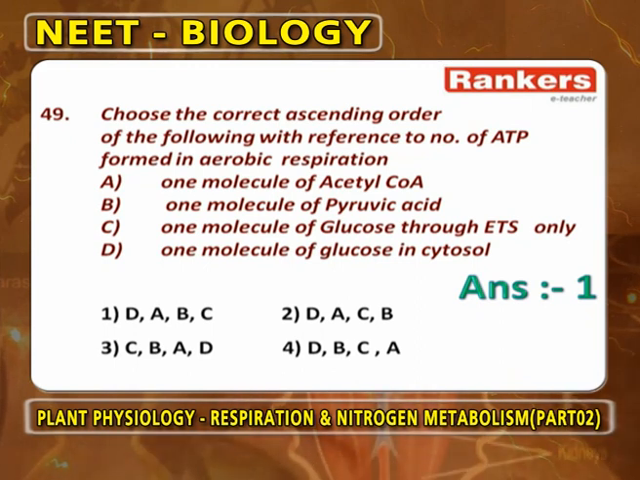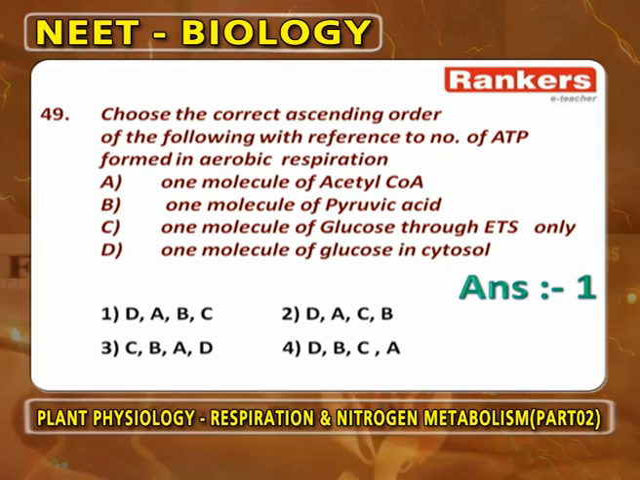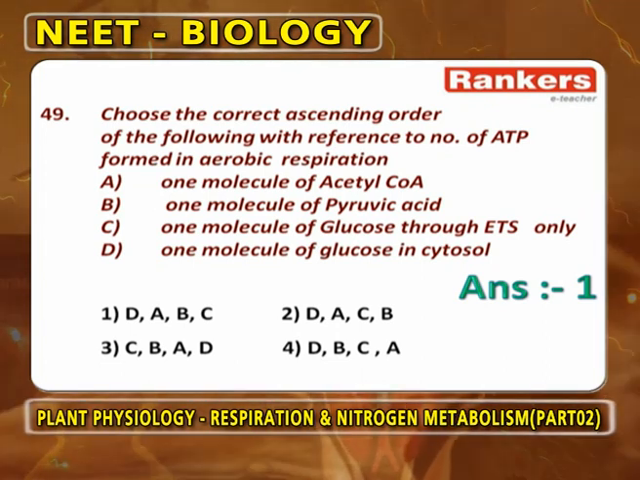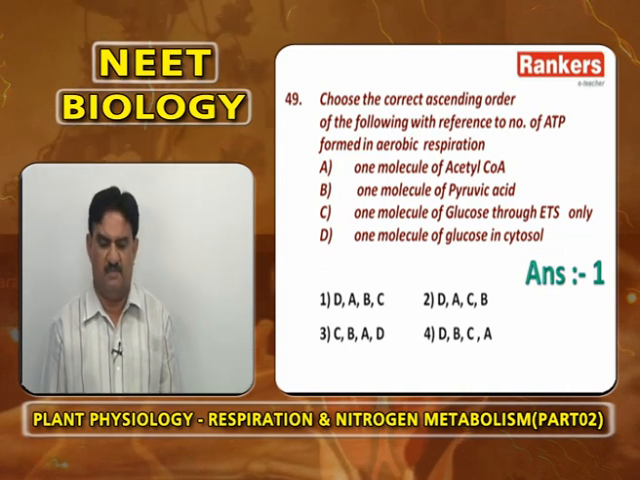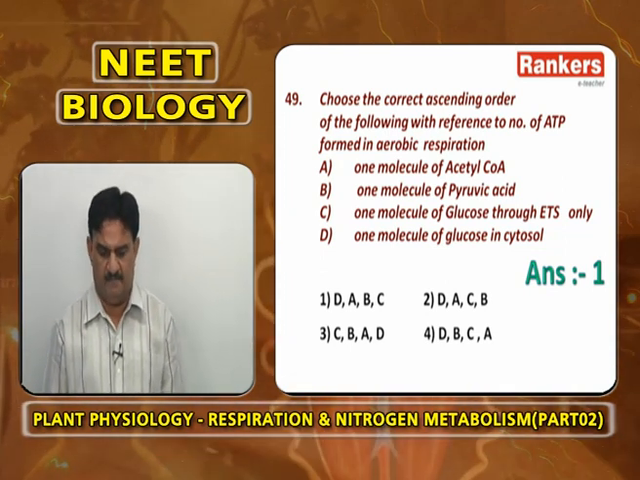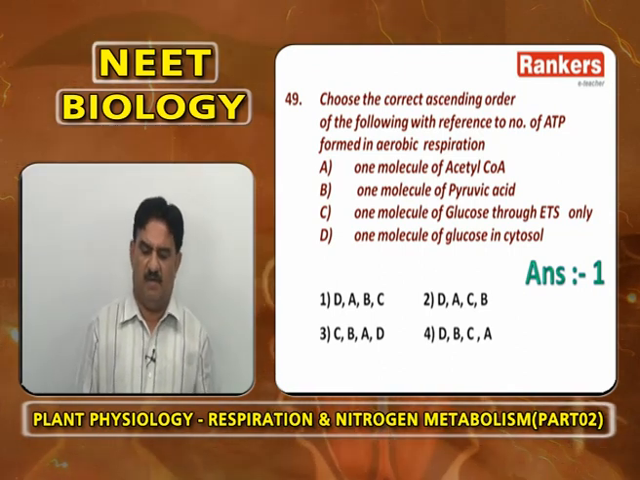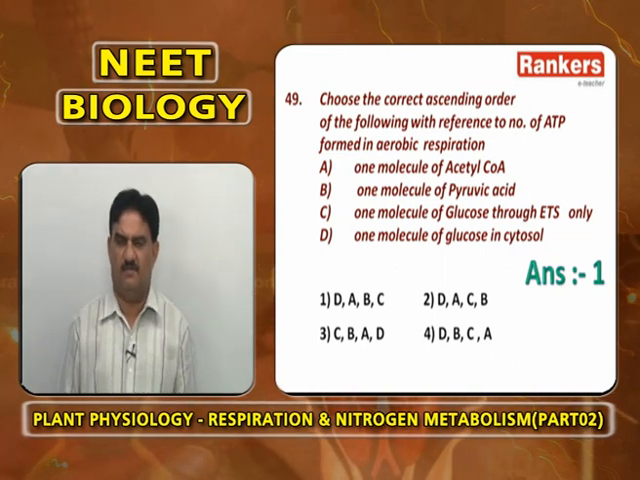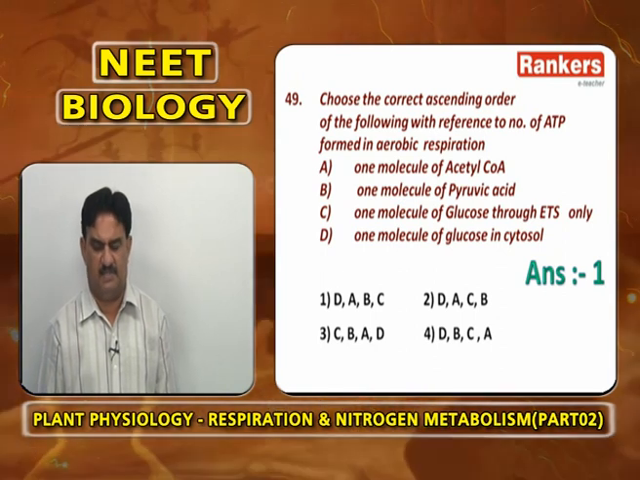Choose the correct ascending order of the following with reference to the number of ATP formed in aerobic respiration. One molecule of acetyl coenzyme A, 12; one molecule of pyruvic acid, 15; one molecule of glucose through ETS, 32 or 36; one molecule of glucose in cytosol only, 4. So the answer is D, then A, then B, then C. So D A B C.